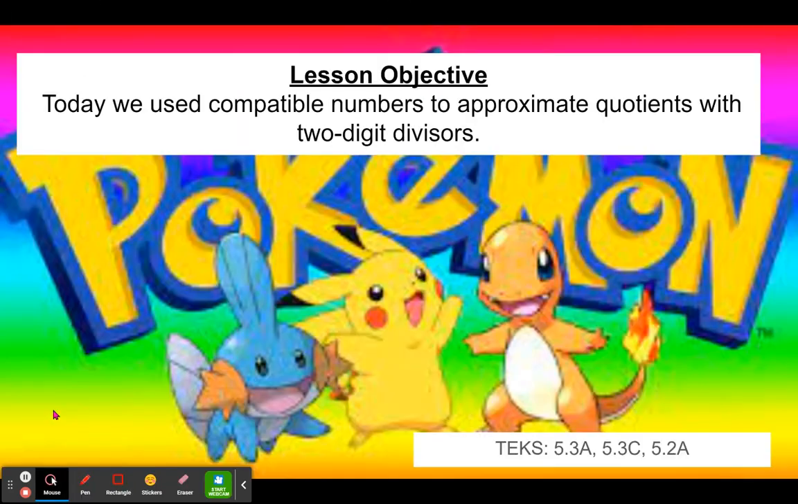All right, let's go ahead and review today's lesson objective. So today we used compatible numbers to approximate quotients with two-digit divisors.